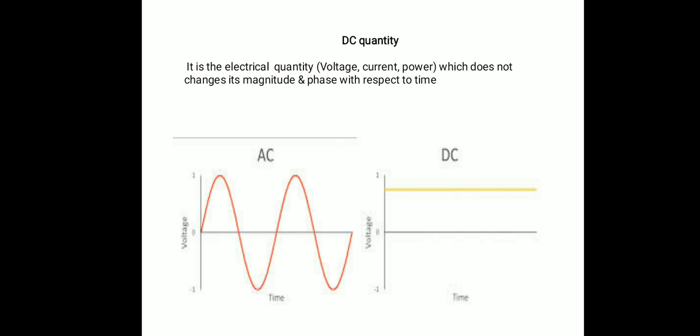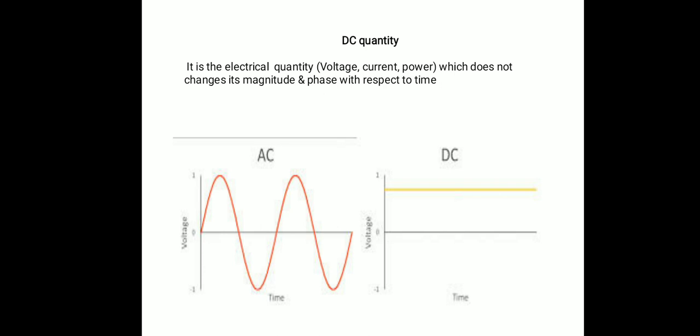So if you see, there are two diagrams. On the right hand side, the yellow line indicates the DC quantity. So what is DC quantity? DC quantity is the electrical quantity which does not change its magnitude and phase with respect to time. On the x-axis there is time, and on the y-axis there is voltage. So voltage is constant throughout the time. Voltage is not varying with respect to the time.